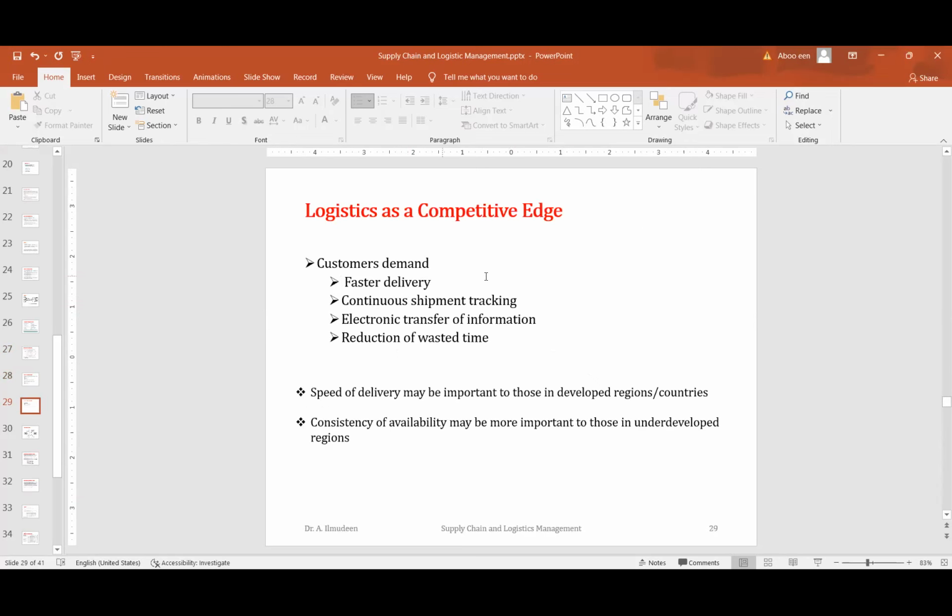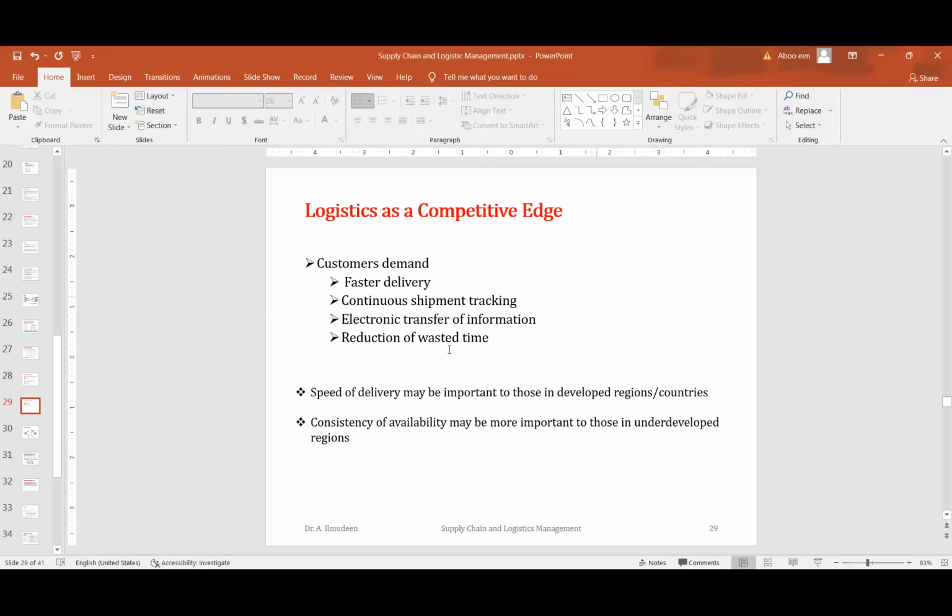Okay, now logistics has a competitive edge, a competitive advantage. How? Customers are seeking faster delivery. There is no shortage in the market. The product should be available all the time, and they want to get the product everywhere. If they place an order, it should be delivered within a short period of time. They don't want to wait for the product. So, faster delivery.